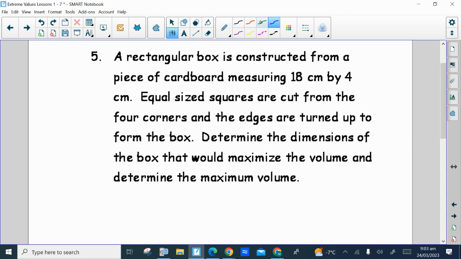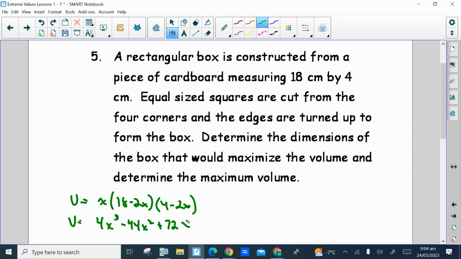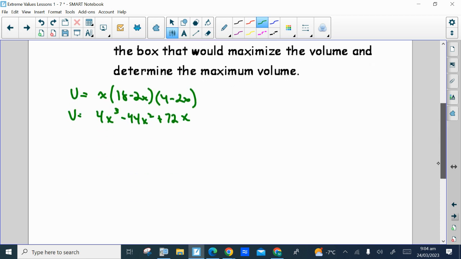So I don't think we have to draw a diagram for this one because it's the same as the previous one we did. The volume will be the height, which will be x, if you say that the equal squares that are cut out of the corners are x by x. So the length would be 18 minus 2x, and the width would be 4 minus 2x. If you multiply out these three factors, you're going to get 4x cubed minus 44x squared plus 72x.